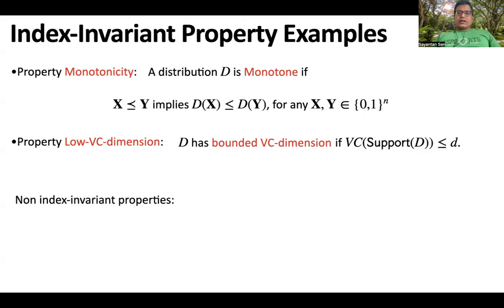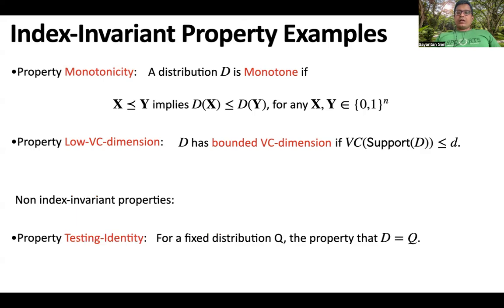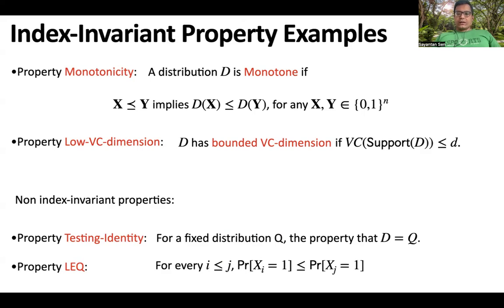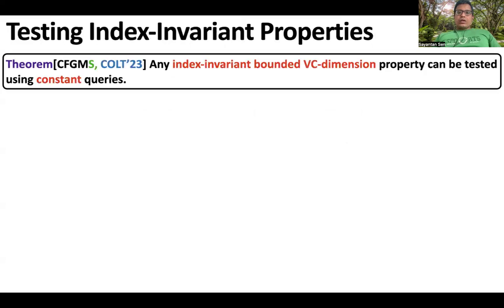However, not all properties are index invariant. For example, given a fixed distribution Q, which is non-index invariant, testing whether the unknown distribution is the same as Q is not index invariant. Similarly, the property of less than or equal to is also not index invariant. In a previous work, it was proved that any index invariant bounded VC dimension property can be tested using only constant queries, which is independent of the dimension n and depends only on the proximity parameter epsilon and the bound on the VC dimension.